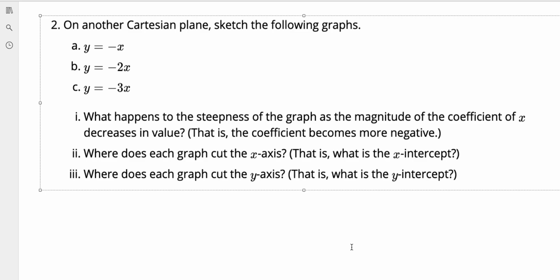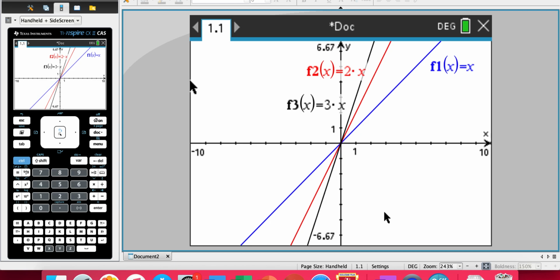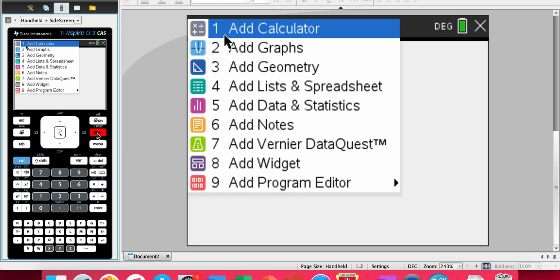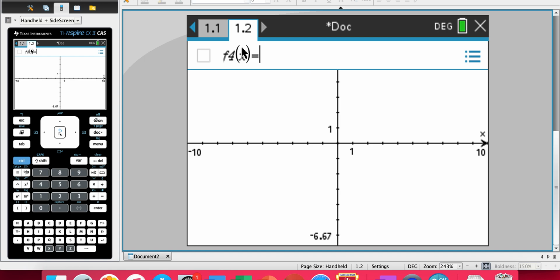Wonderful, girls. So let's do question number 2. It says, on another Cartesian plane, sketch the following graphs. So now we have these graphs here that we have to graph. So we're going to go into our CAS and we're going to add another page here. We're going to do that by pressing Control Doc, and I'm going to add a graph.